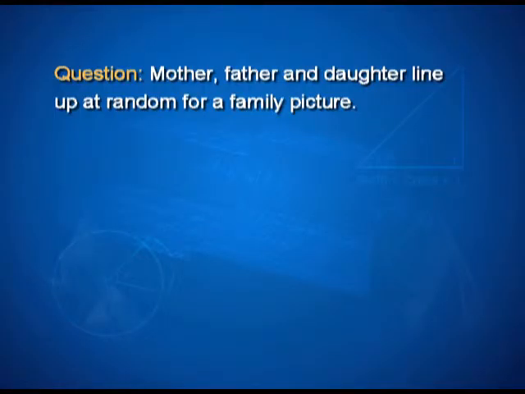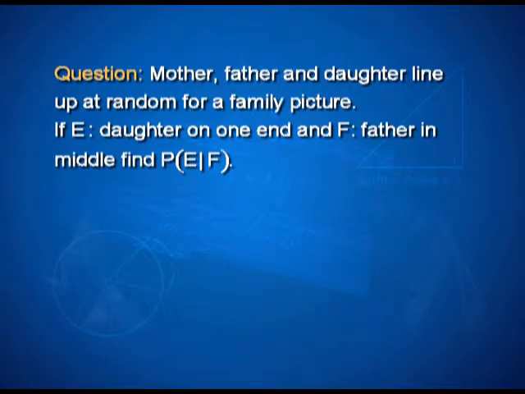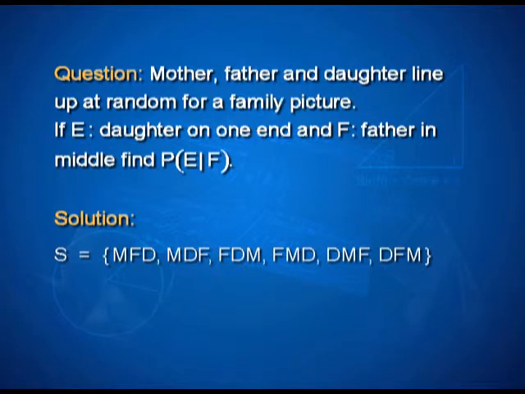The problem says that mother, father and daughter line up at random for a family picture. If E is the event, daughter on one end, F, father in middle, find probability of E given that F has happened. So, if I have three persons, mother, father and daughter, which I can represent as M, F and D, lining up, it basically is permutation of M, F and D, and there are 6 ways that they can be lined up. Now, we are given that the father is in middle, right.